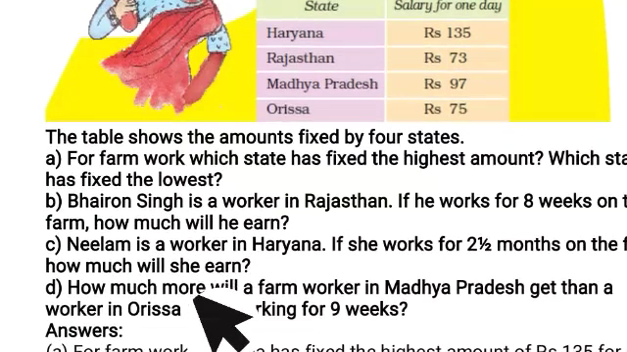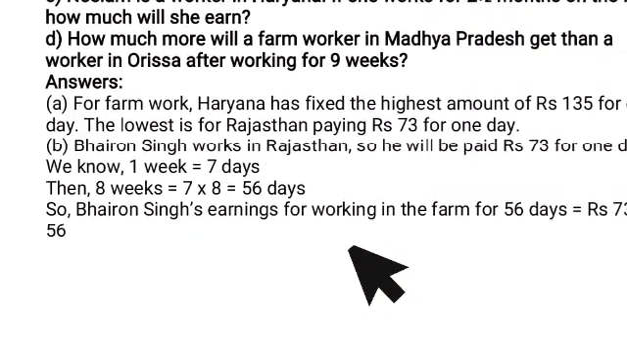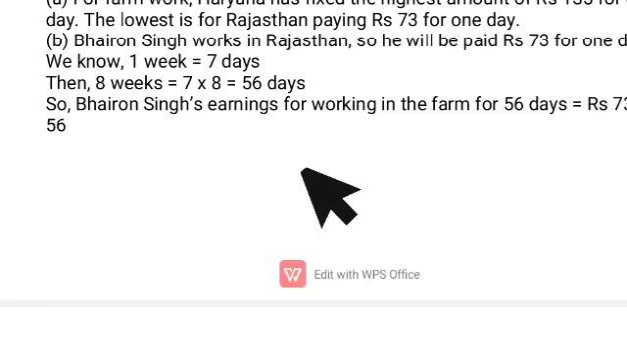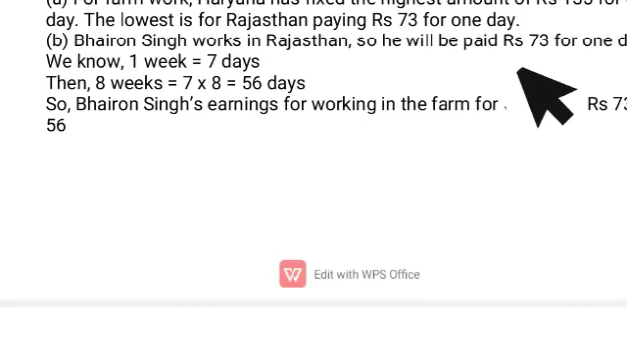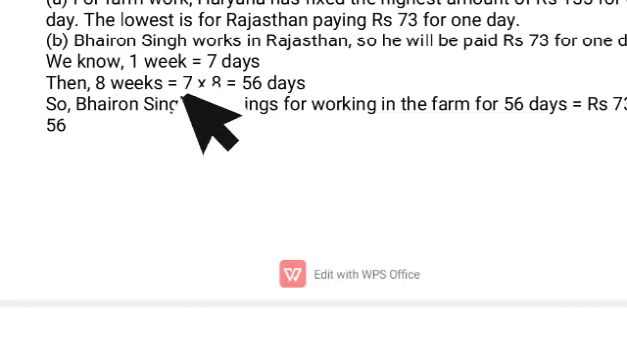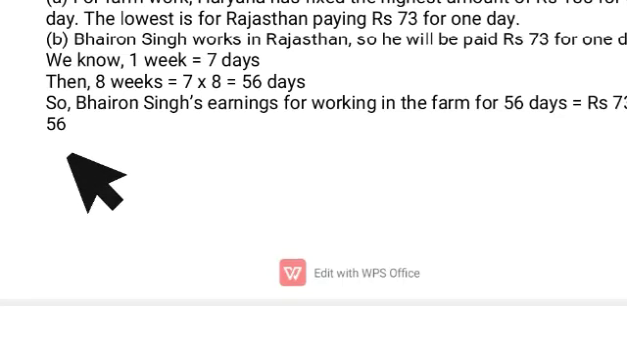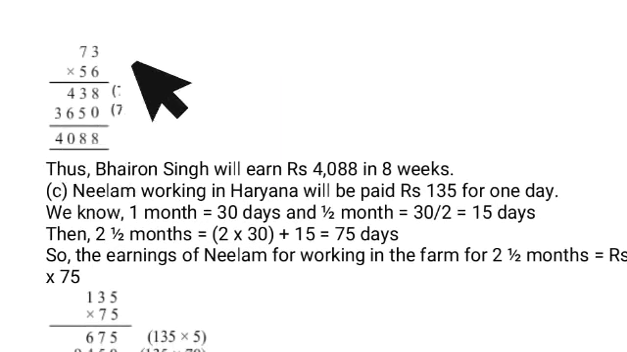Okay, so Bhairon Singh is from Rajasthan. In Rajasthan, for one day, how many rupees are they giving? 73. We have to find it for 8 weeks. 73 for one day. So for 1 week, how many days? 7 days. For 8 weeks, 7 multiplied by 8 means 56 days. So Bhairon Singh's earning for working on the farm for 56 days is rupees 73 into 56.